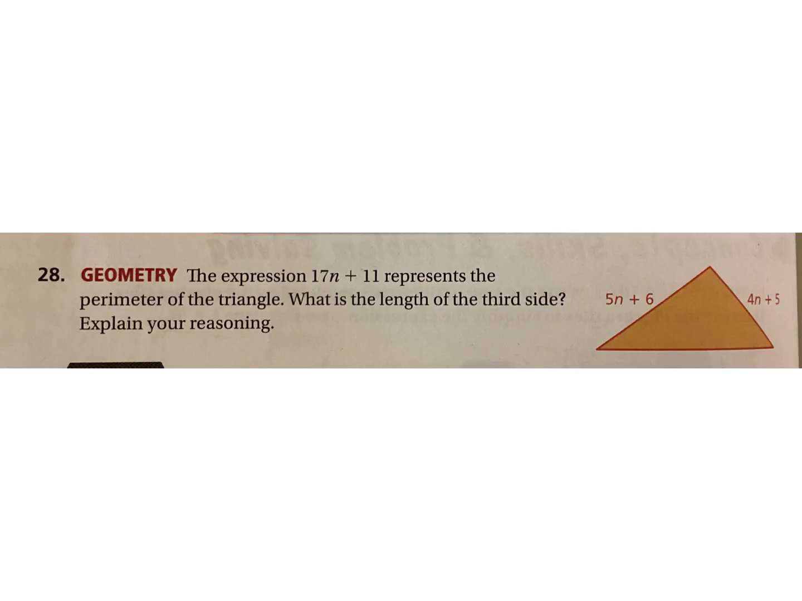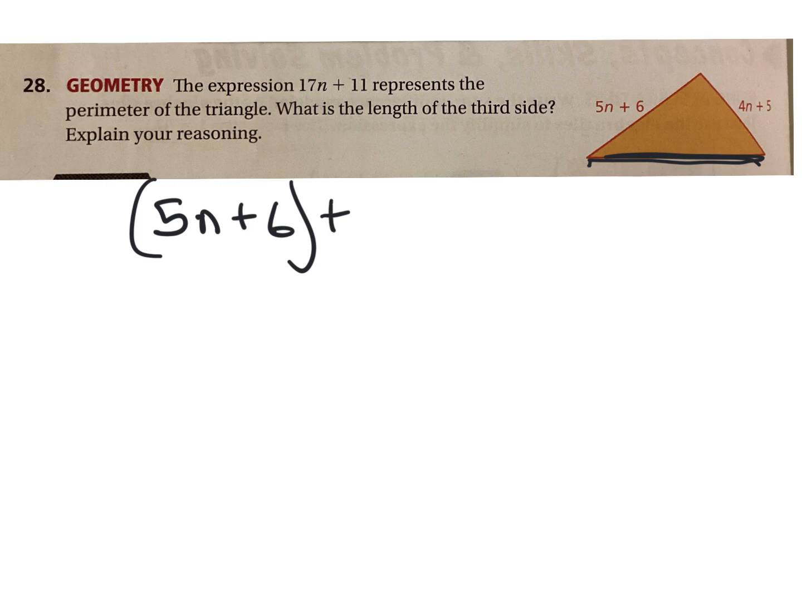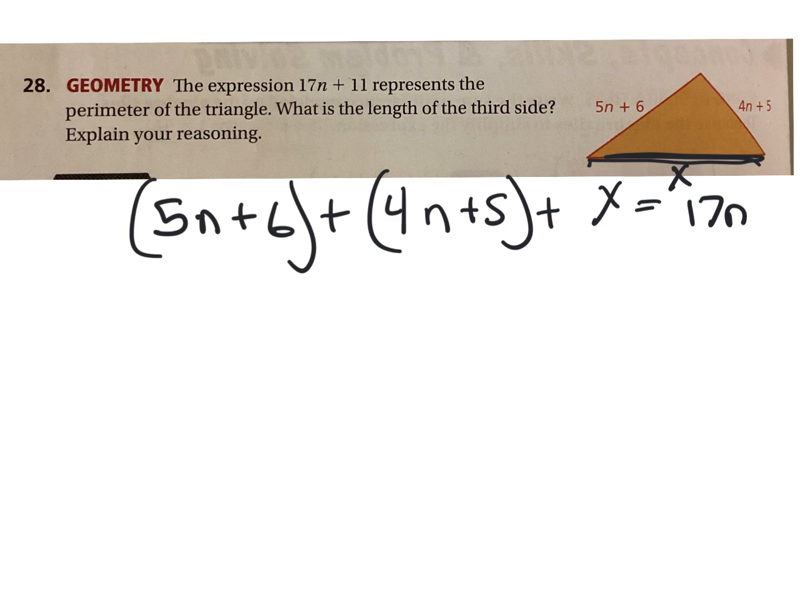Okay, now we have a couple word problems I want to go through. The expression 17n plus 11 represents the perimeter of the triangle. So what we're looking for is this side here. We know that perimeter is 5n plus 6, that side, plus 4n plus 5, plus, we'll call that x. X, because we don't know it, is going to equal my perimeter of 17n plus 11.